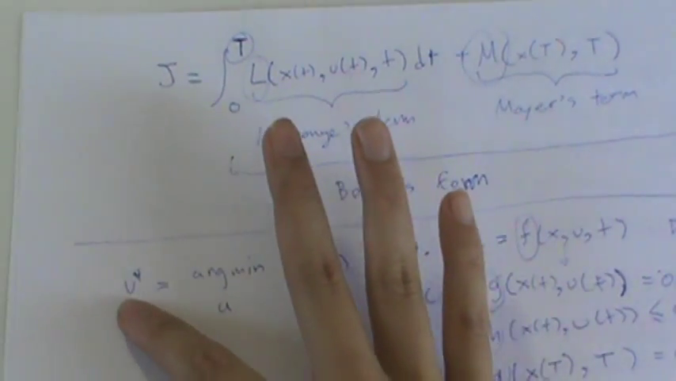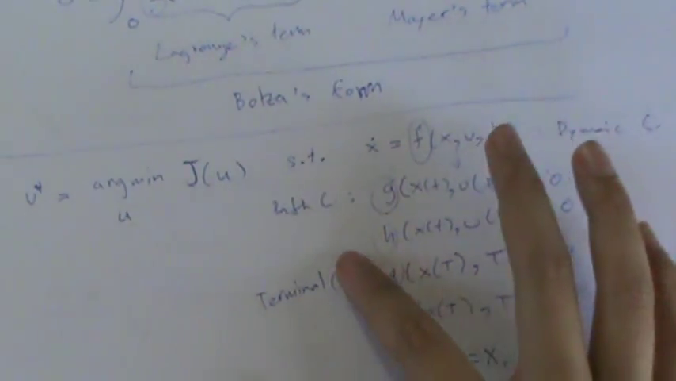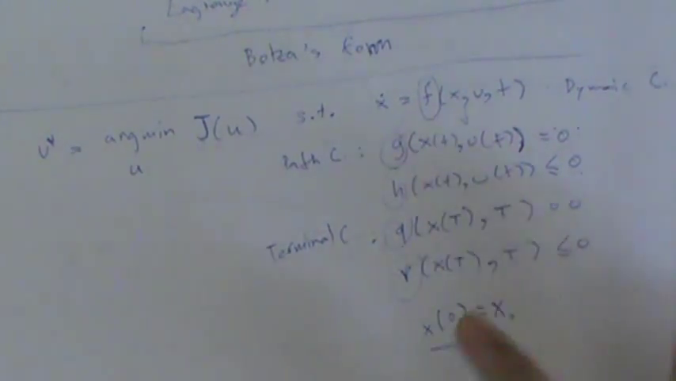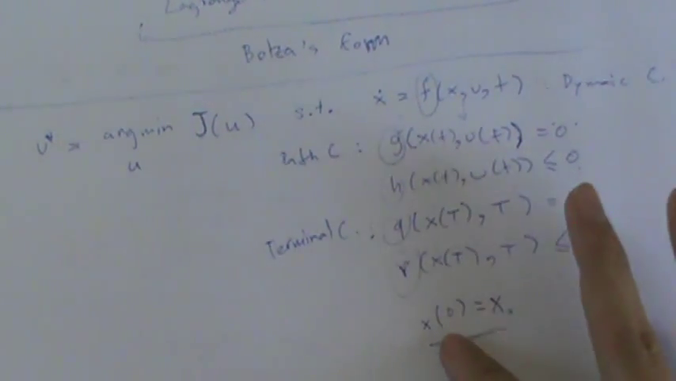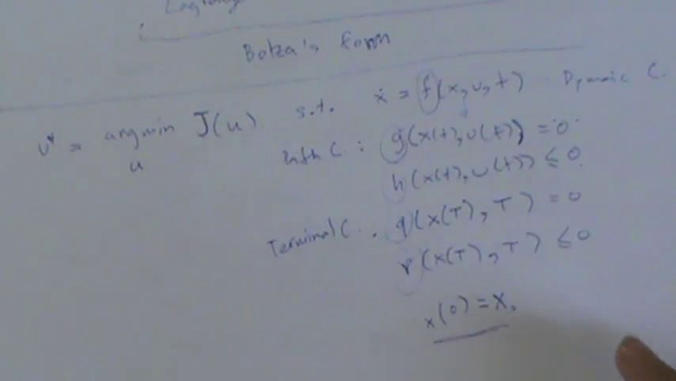Now the problem is to figure out what's the best U such that it minimizes the cost function subject to multiple constraints like dynamic constraint, path constraint, and terminal constraint. Of course, the initial condition is very important. You should know your initial condition at time 0 that is equal to some numbers. Without this, you cannot use it in my program. So you need to know some initial states, for example, the robot's initial state, your current or initial revenue, or whatever depends on your problem.